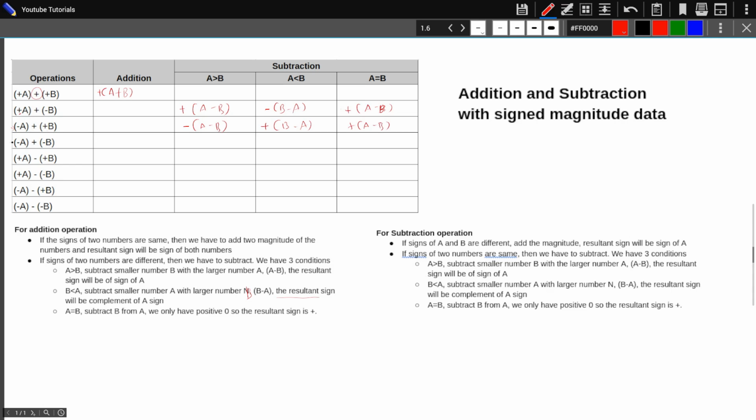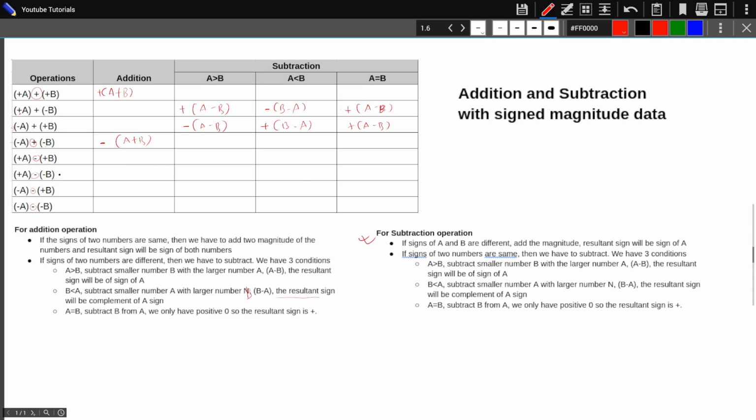Now move on to the fourth row. We see that now the two signs are the same with an addition operation. So if the signs of two numbers are the same, then we have to add the magnitudes. We add the magnitudes and then provide the resultant sign as the common sign of both numbers, which is negative here. So we only look at the addition case here and don't go for the subtraction case. Now, all of the remaining 4 operations belong to the subtraction operation.